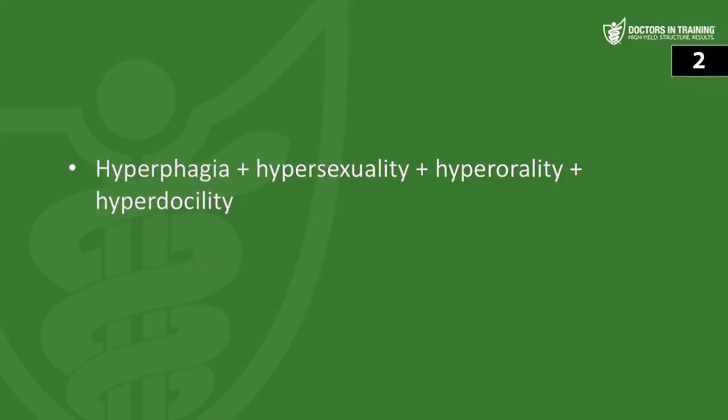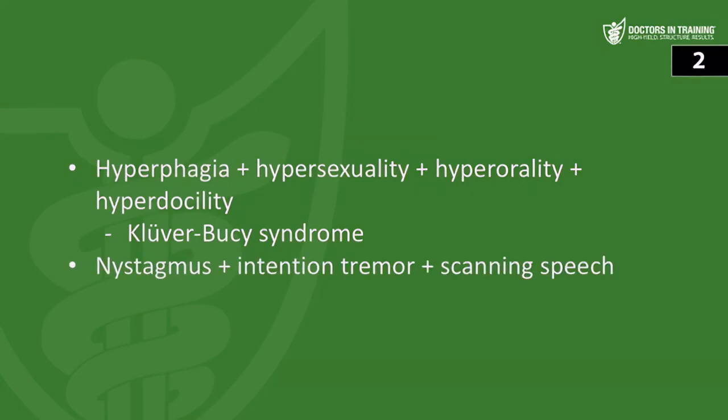Hyperphagia, hypersexuality, hyperorality, and hyperdocility. That's going to be Kluver-Bucy syndrome, which is a bilateral amygdala lesion. Nystagmus, intention tremor, scanning speech. So that's going to be the Charcot triad of multiple sclerosis.